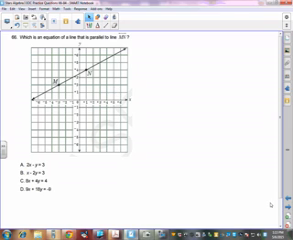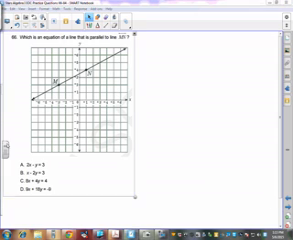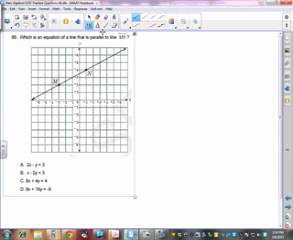Okay, question number 66. We want to know what line is parallel to this line here. First thing we need to do is to find our rate of change. So we have a rise of 2, a run of 4. So we know that rise over run, we're looking for a line with a slope of positive 1/2.